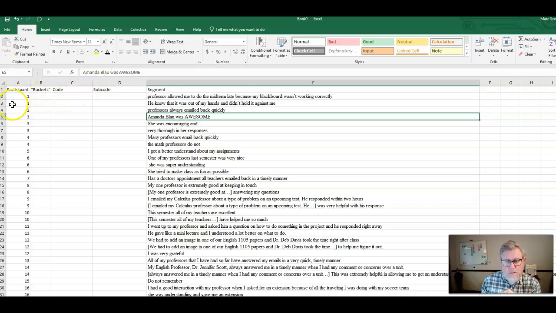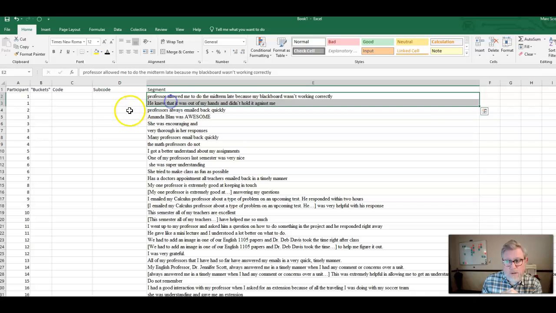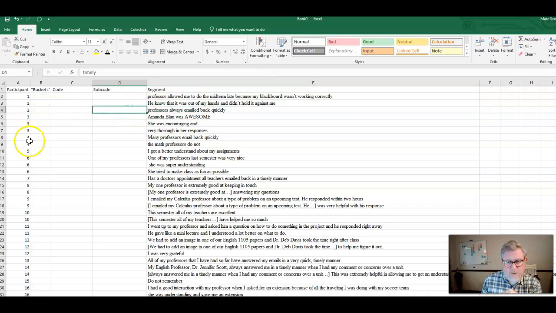Over here, I kept the participant numbers. So both of these statements here are from participant 1. This one was from participant 2. This is going to be helpful later on when you start sorting and filtering and trying to build a narrative about what's going on here in the data. So keep the participants over here.